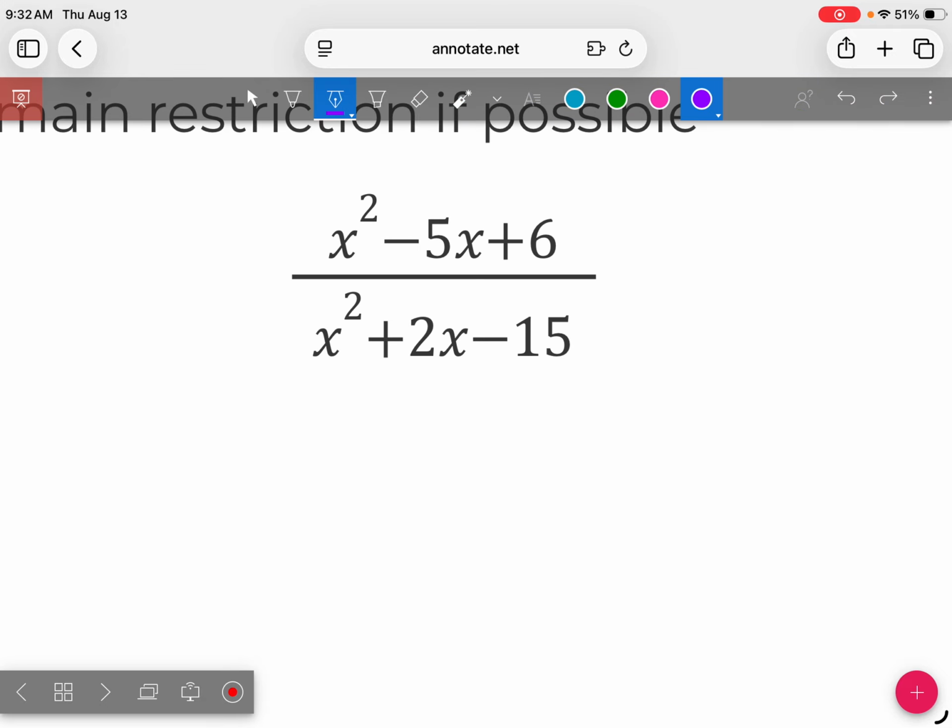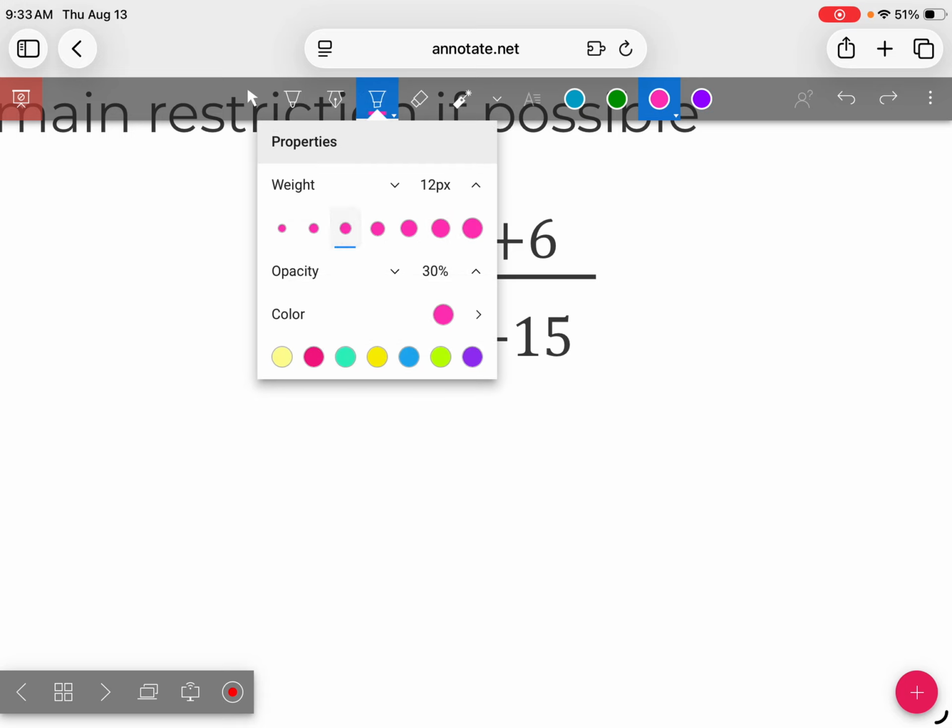We're going to do the same thing over here on this one. We want to try and simplify it as much as possible, and we want to know what our domain restriction is going to be, if we can. So I'm going to need to get this into factored form so that we can see if we have any pieces that cancel out, and so that we can see where our denominator is going to be 0. So we're going to factor both of these pieces.